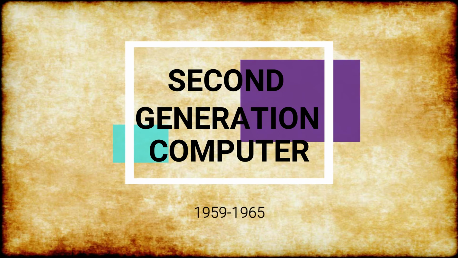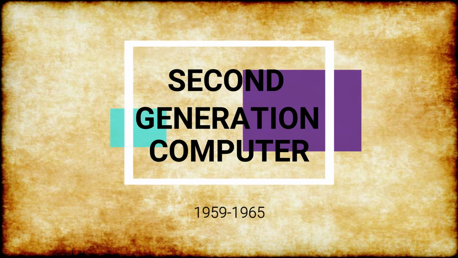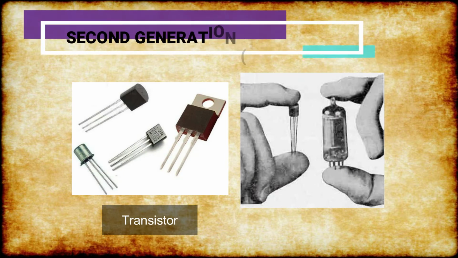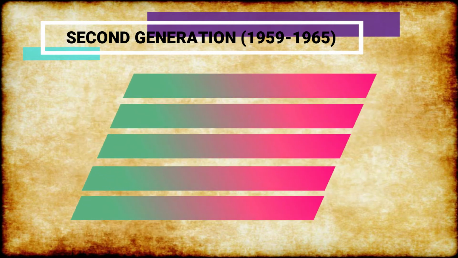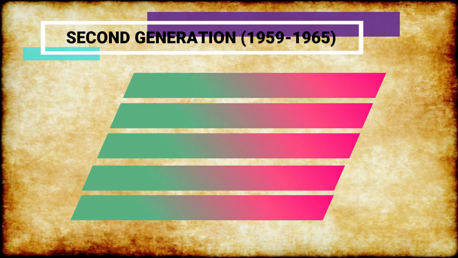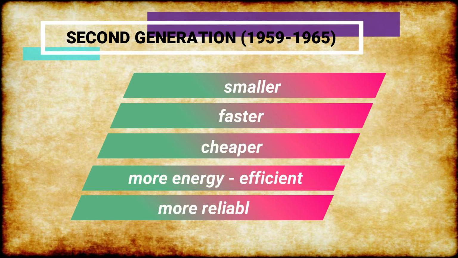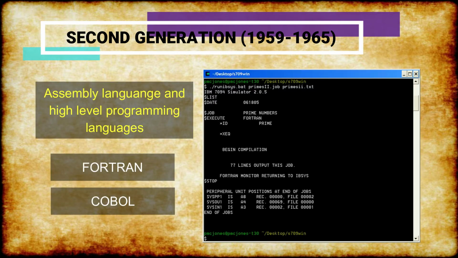1959 until 1965 is the period of second generation computer. These generation computers were based on transistors instead of vacuum tubes. The transistor was far superior to the vacuum tube, allowing computers to become smaller, faster, cheaper, more energy efficient, and more reliable than the first generation computers. In this generation, assembly language and high-level programming languages such as early versions of Fortran were used.